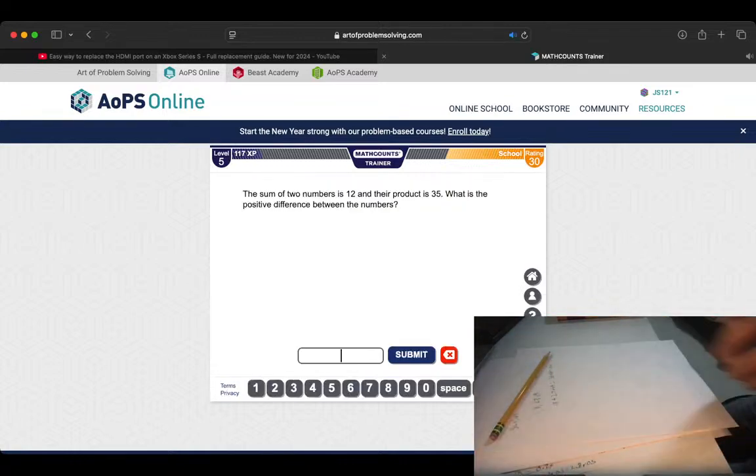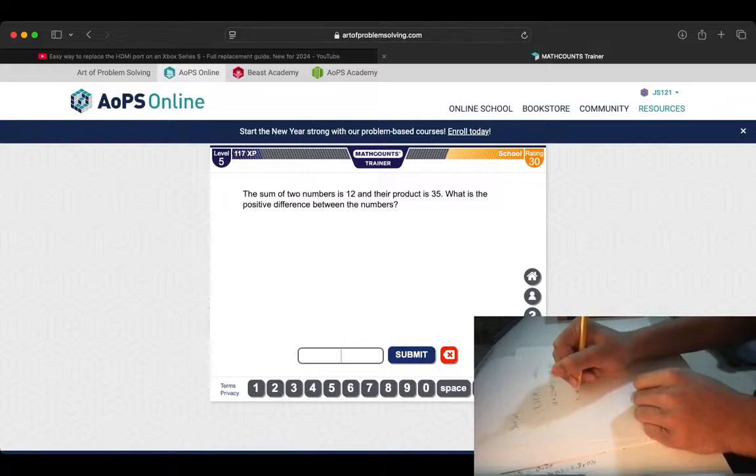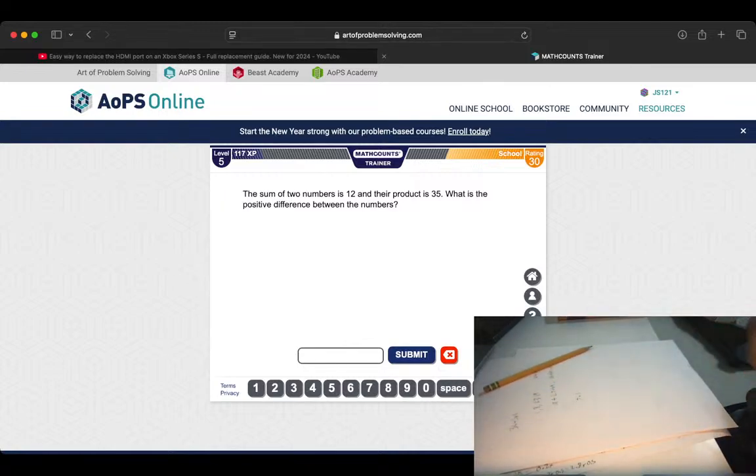Yes, easy. The sum of two numbers is 12, and the product is 35. So I already know 7 plus 5. What is the positive difference between the numbers? Is 2. Alright, I'm getting better at fast math, fast counting. After this, I'll switch back to chapter.